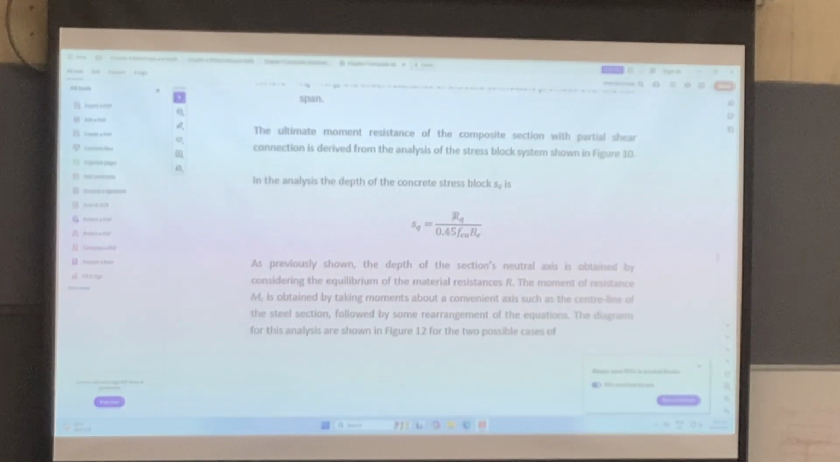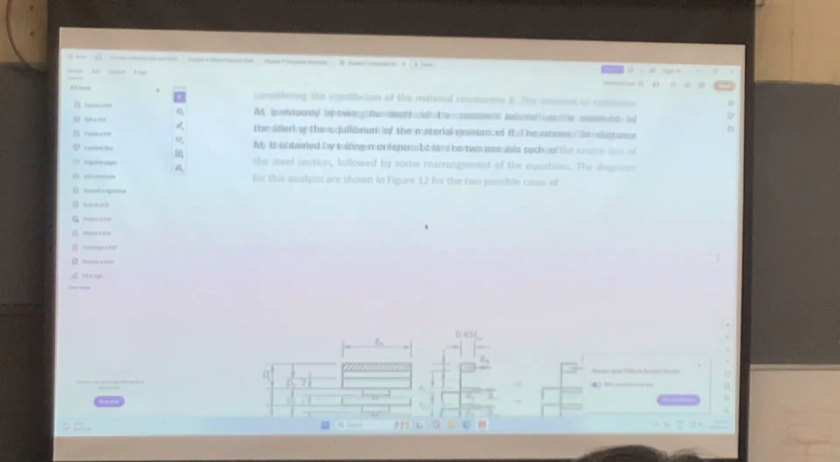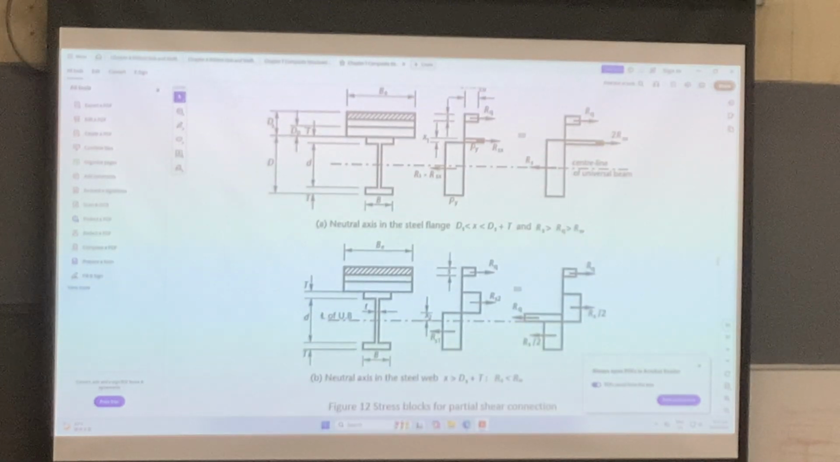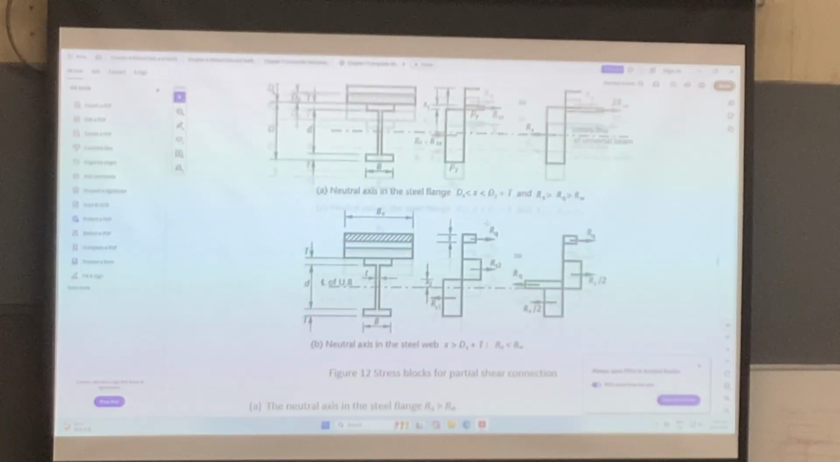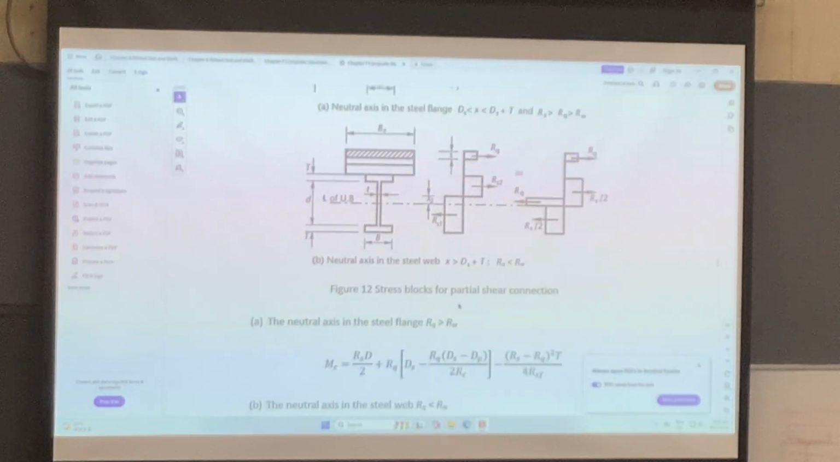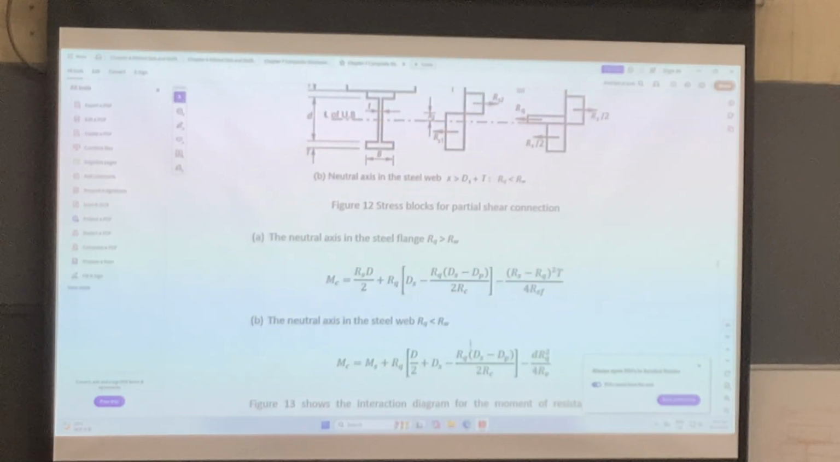Then for here, the force divided by 0.45 FCU and the width, I know the neutral axis depth for the composite section. So again, I know the neutral axis of the composite section. One case is within the concrete flange, and the other is in the steel web. So I can use these two equations to find the capacity.